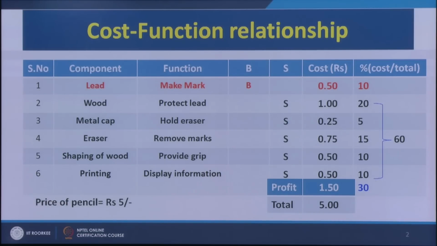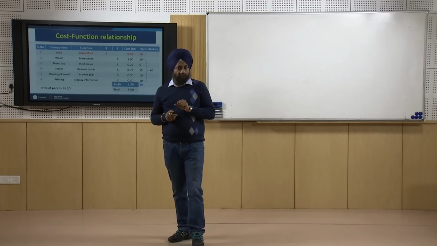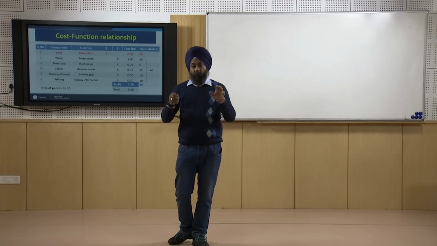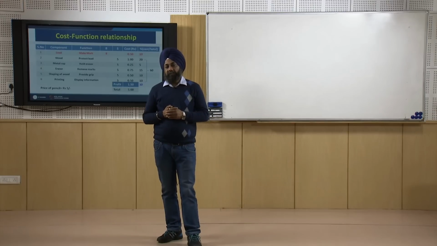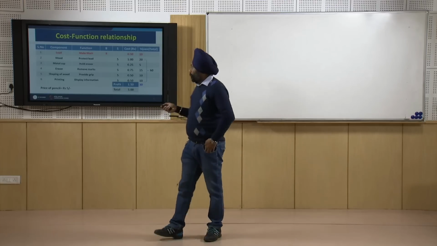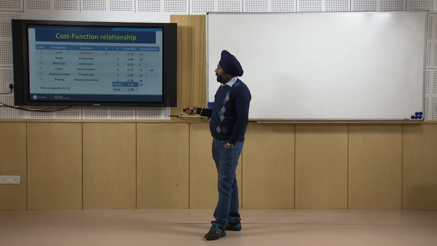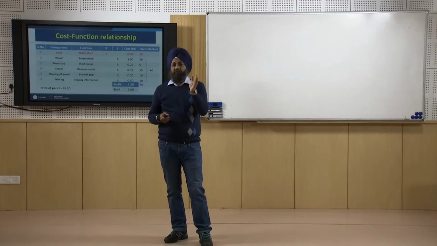Now you can see how much is the scope of saving money. From this information we can very easily understand that if we are designing a pencil to be used by, we can say, executives in conferences organized in 5-star hotels, then in those conferences nobody may be interested in reading what is written on the pencil or the displayed information. For example, in many pencils we will see a message, save trees or save girl child.